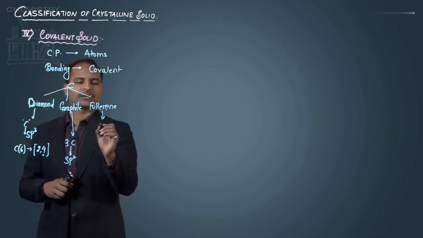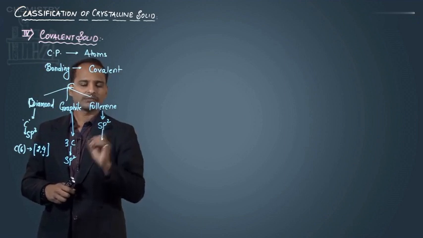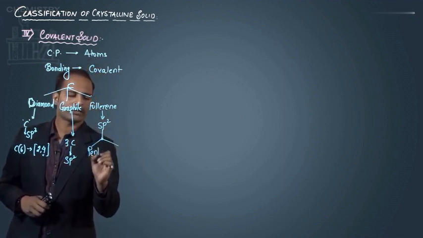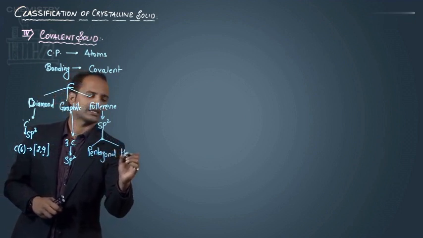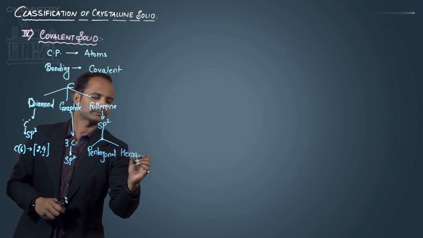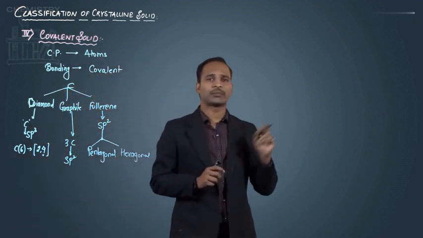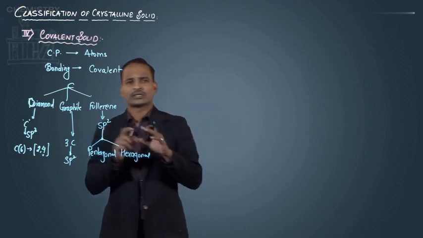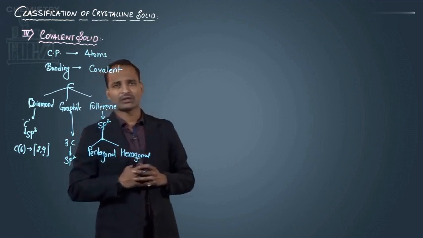In fullerene, the carbon again undergoes sp2 hybridization. Here the carbon atoms combine together by covalent bonds and form pentagonal rings as well as hexagonal rings. These pentagonal and hexagonal rings combine together and form a spherical shape. It looks like a ball, spherical in shape, which contains a large number of pentagonal rings and hexagonal rings.